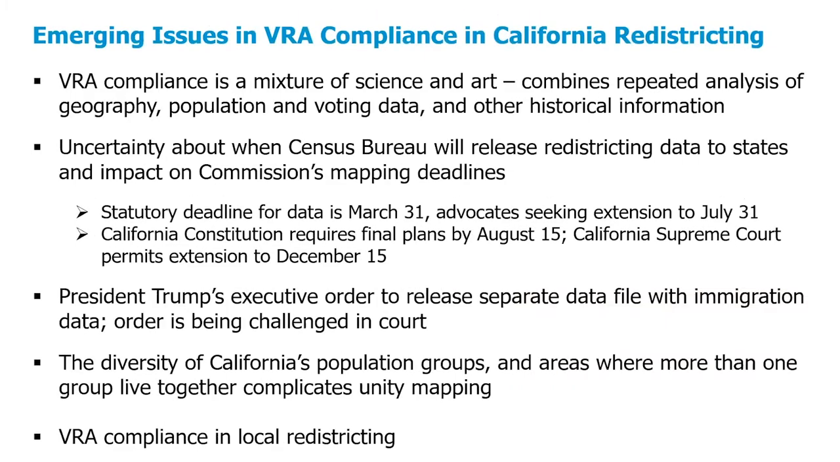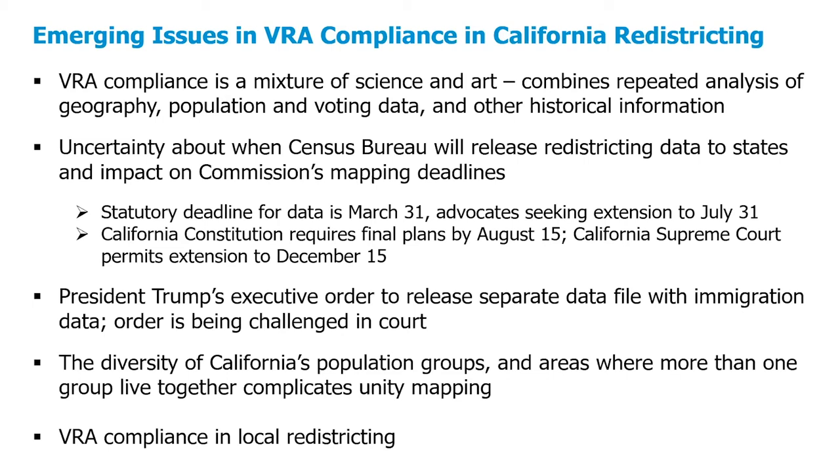I just wanted to end by talking about a few emerging issues as we look forward to our work on the Voting Rights Act in this redistricting cycle. As you can tell, determining whether there's compliance with the Voting Rights Act is really a mixture of science and art. You first of all have to start with geographic information, population information, voting data, and historical information, and you have to look at this map of the state and look at where there are possibilities for Voting Rights Act compliant districts. Then you have to go back to your data. Then you have to go back to the map, and it's very iterative.